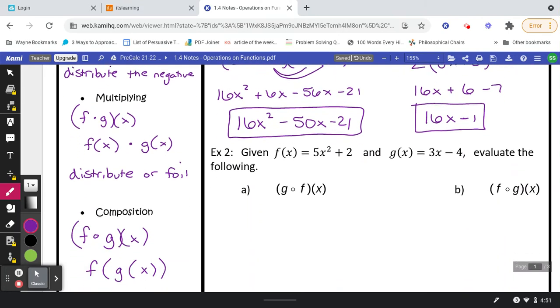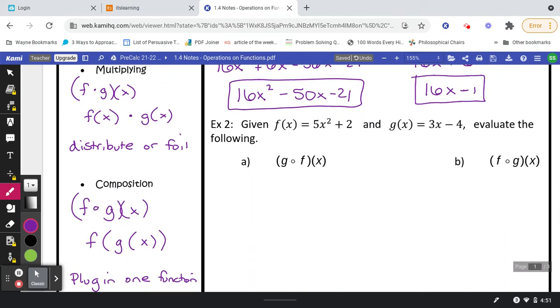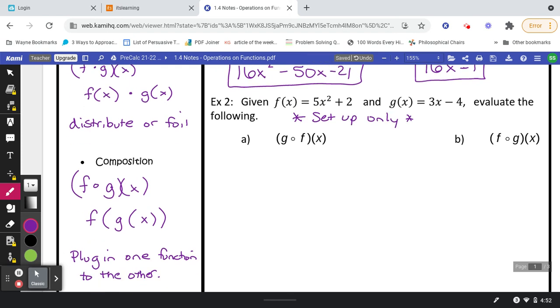All right, example number 2. We're going to try to set these up. So we'll make a little note. We're going to do setup only on these. So you have 2 new functions. Again, you could also write this as g parenthesis f parenthesis x. Remember, that's another option of how you can write it.